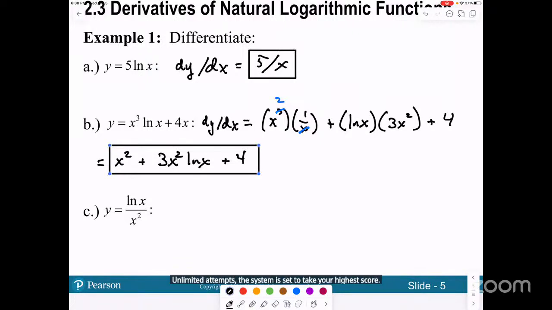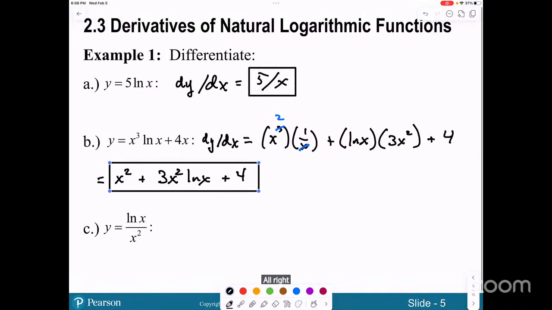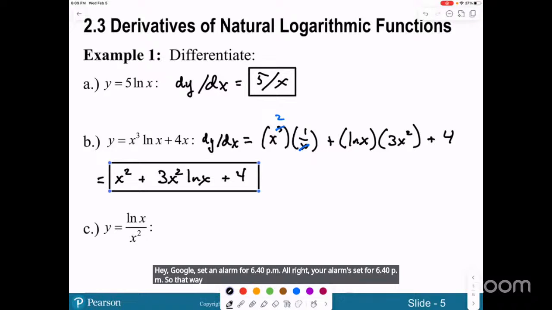Okay. All right. So with part C, let me see, what's the time? We've got an hour and 15 minutes, so 40 minutes, so 6:40. Hey, Google, set an alarm for 6:40 p.m. All right, your alarm's set for 6:40 p.m. So that way I at least know that time-wise it's about the halfway mark, so I can be trying to move on to the next section.